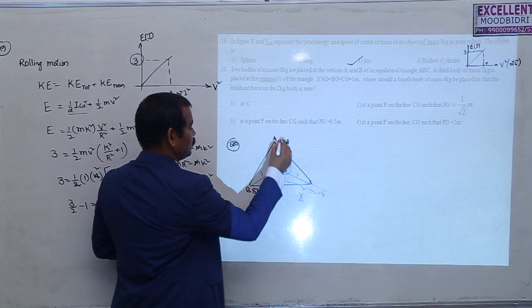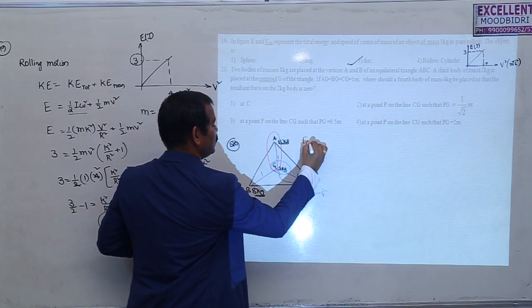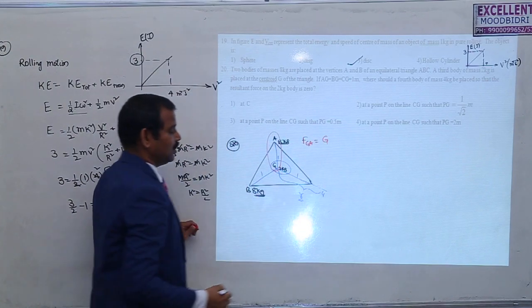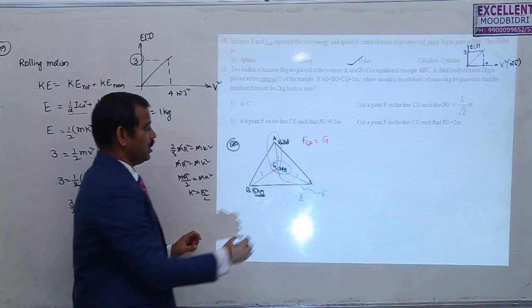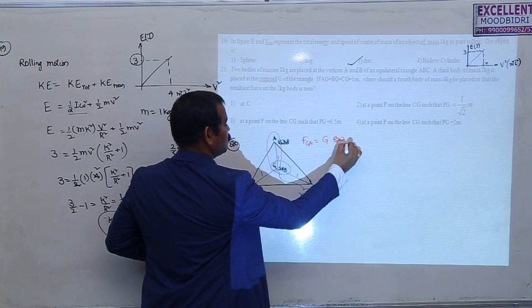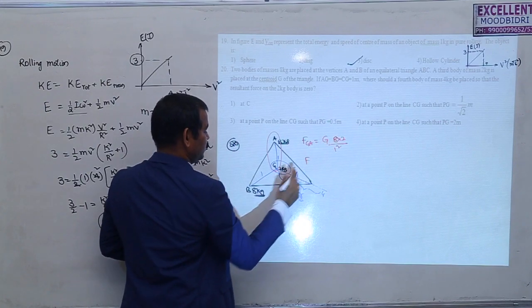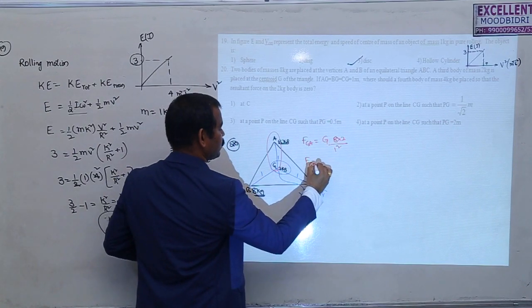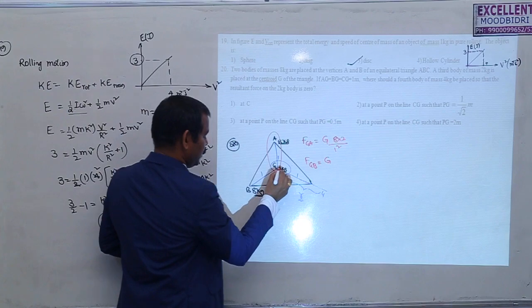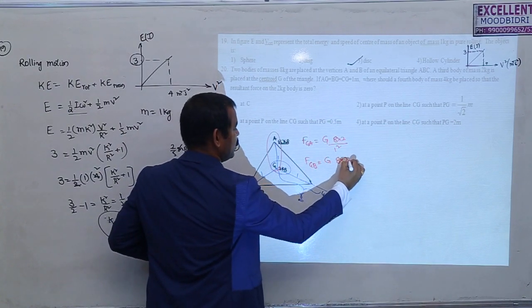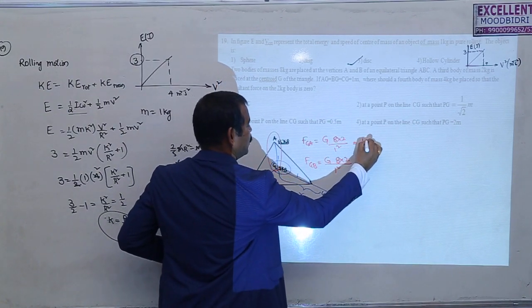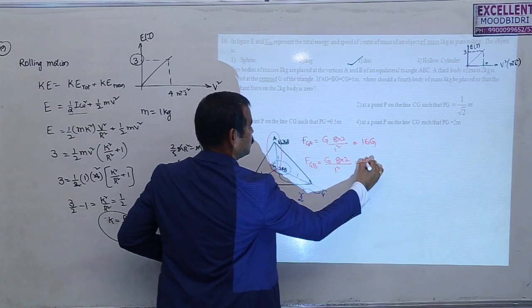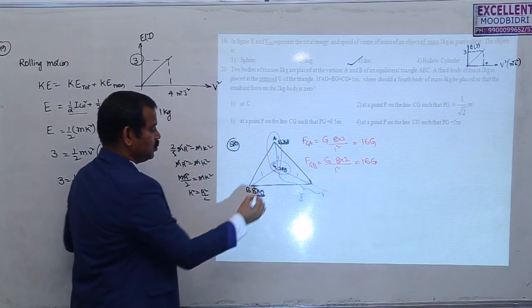Here I can write the force between these two, FGA, given by capital G m1 m2 by r square, that is G into 8 into 2 by 1 square. Force between G and B is G into m1 m2 by r square, which is also 16G. So this is 16G, and this is also 16G.